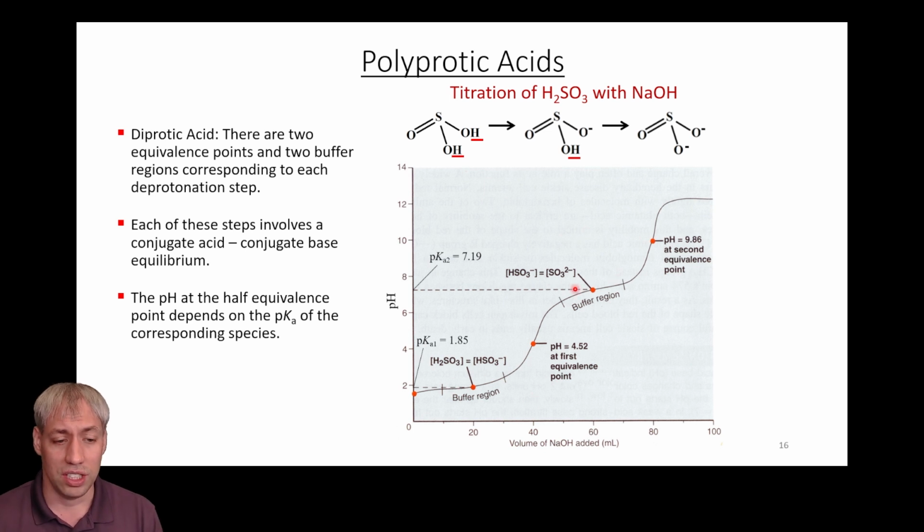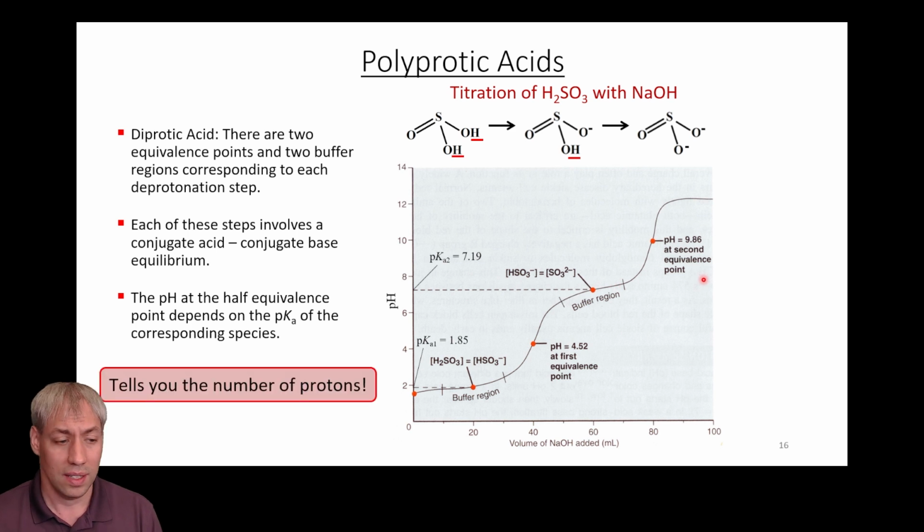You have a buffer region, you have halfway to this first equivalence point, that's your pKa. Halfway between your first and second equivalence point, that's your pKa for the second step. And it's basically because half of this was converted to this. At that point, pH equals pKa. That's your pKa value for the second step of that process.